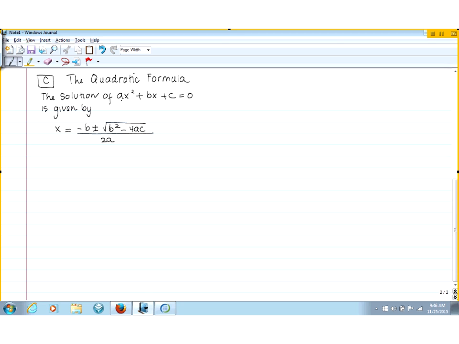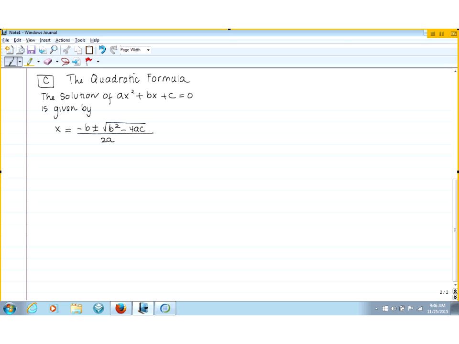This is called the quadratic formula. What is a? a is the coefficient of x squared. What is b? The coefficient of x. What is c? That's the constant. And the quadratic formula can be used if the equation is in standard form. It can be used for anything. Sometimes we cannot solve by factoring, so we have to use the quadratic formula. If we cannot solve by factoring, then we have to use the quadratic formula.